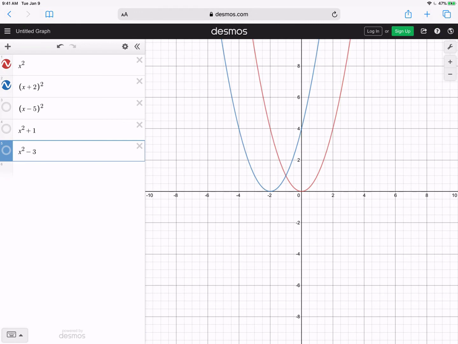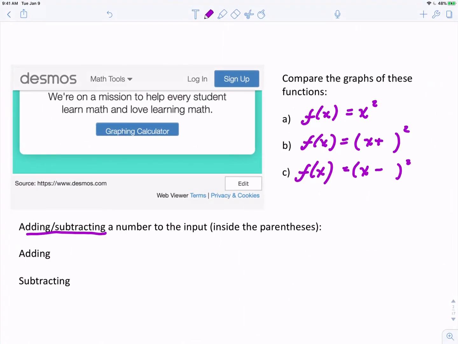The next one I'm going to graph is f of x is equal to x minus 5 squared. And before I turn that graph on, why don't you see if you can predict what you think is going to happen. All right, so let's take a look at the graph of x minus 5 squared. And there it is. So it's the same shape, except now the graph has been shifted to the right 5 units. So when you add or subtract a number inside the parentheses, it shifts your original graph to the left and to the right. So let's go back to our notes and write that in.